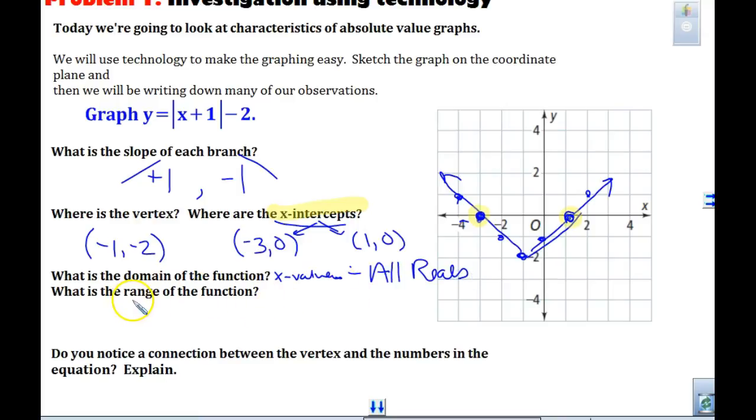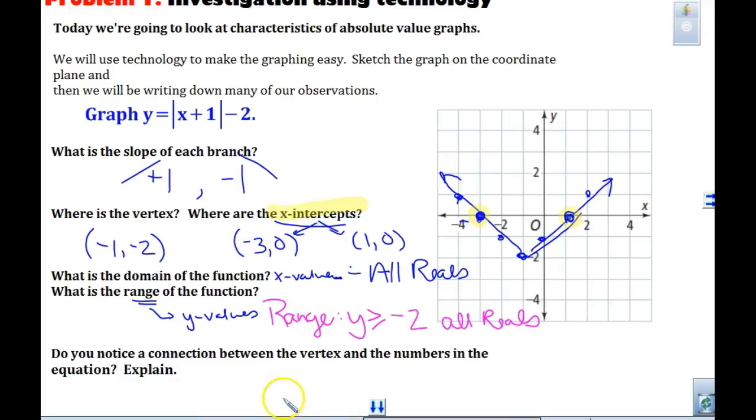Okay? When we talk about the range of our function, remember that is our y values. So if we are thinking about our y values, do we have all the y values here? Do I have y values down here? No, I don't have any y values down here. So what is your range is going to be where y is greater than or equal to negative 2 for all reals.